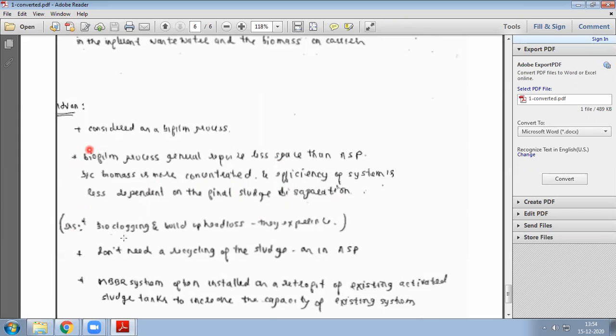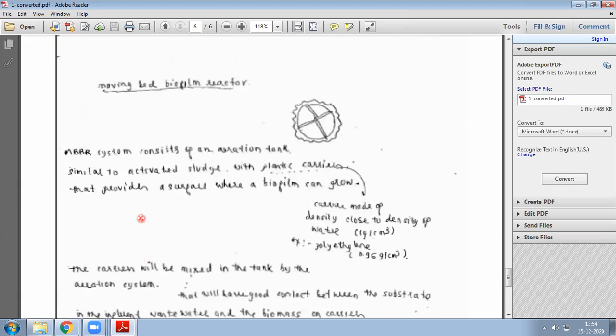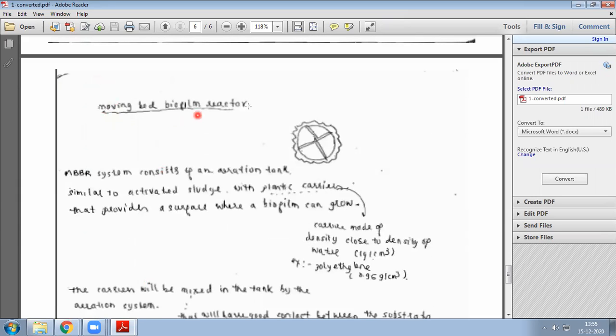Some advantages and disadvantages they have listed out. So what is that then? A moving bed biofilm reactor consists of an aeration tank and also some plastic carriers. Above them, some biofilm will develop. Once this biofilm develops, it will act like a membrane filtration, a biomembrane. So all the wastewater can be treated. So that is the concept.